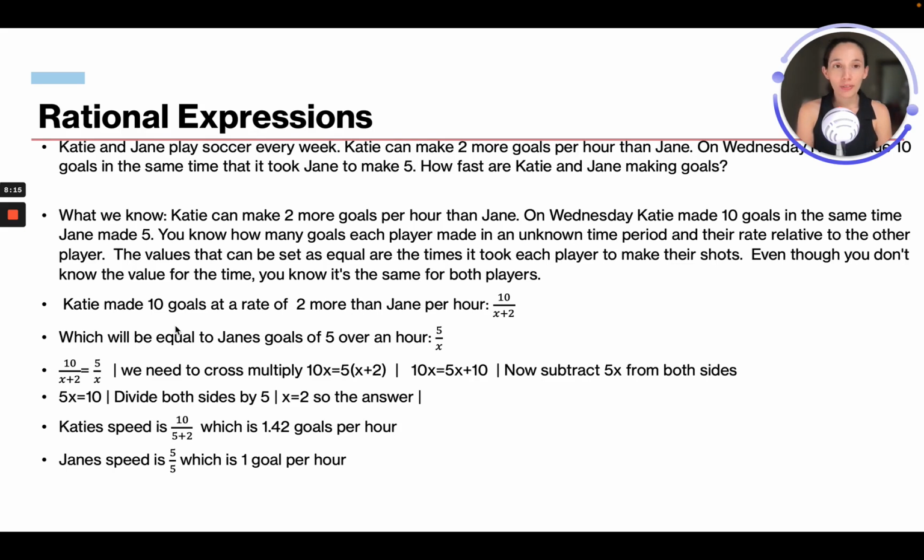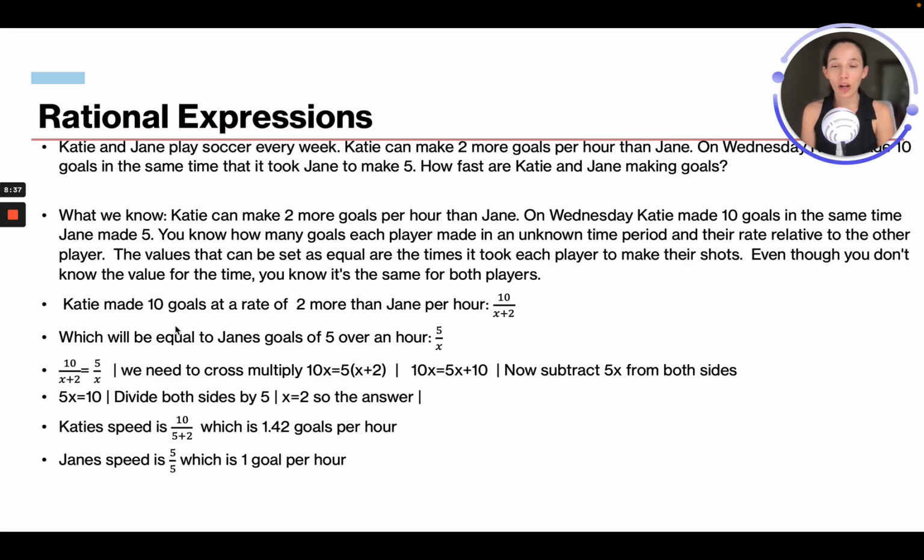So we can set these equal to each other because we know that in a 1 hour span, Katie is making 10 goals at a rate of 2 more than Jane. And we know that Jane's goals are 5 over an hour. So we can set them equal to each other. So 10 over x plus 2 equals 5 over x.